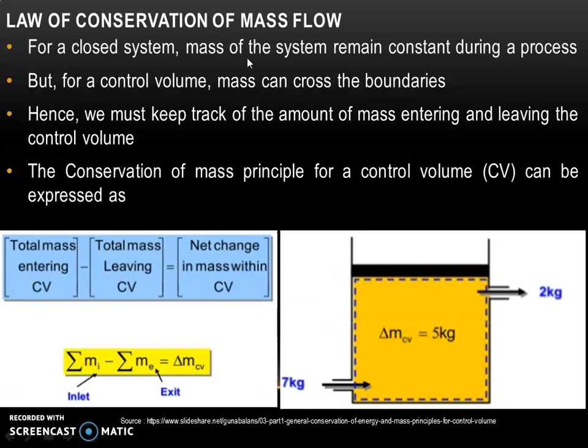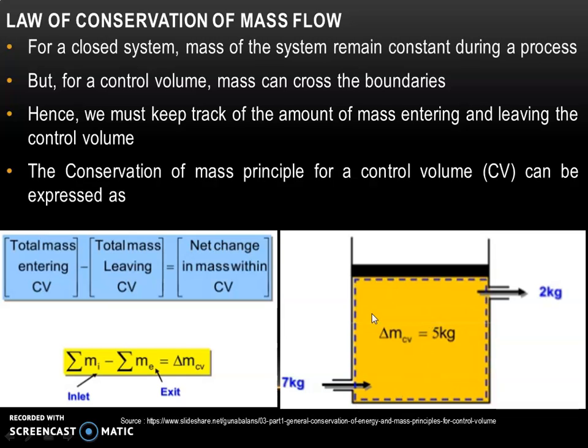For a closed system, mass of the system remains constant during a process. But for control volume, mass can cross the boundaries. So we must keep track of the amount of mass entering and leaving the control volume. The conservation of mass principle for a control volume CV can be expressed as total mass entering the control volume minus total mass leaving the control volume will be equal to net change in mass within the control volume.